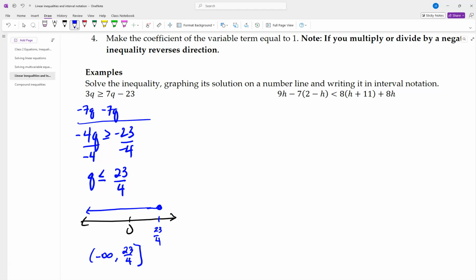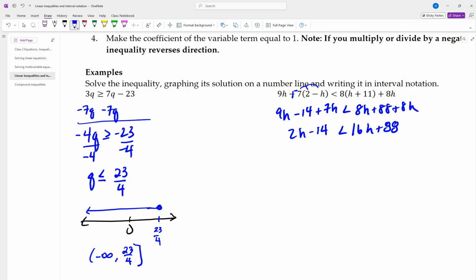Next one looks a little bit more complex, and I'm going to go through the steps a little quickly. If you need to slow me down, that's fine. So first thing, just for clarity, I'm going to make this into plus a negative 7, just so I'm distributing the right thing. So I'm going to do 9h, distribute a minus 7 to both of those. I'd get minus 14 plus 7h less than 8h plus 88 plus 8h. Simplify each side, so I'd have 2h minus 14 less than 16h plus 88.